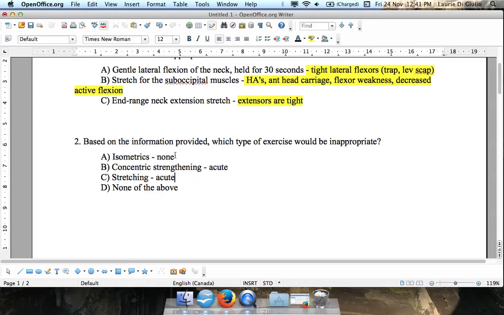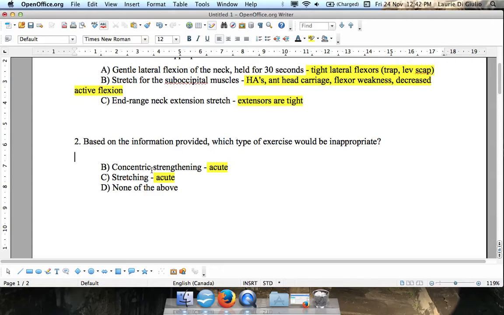Now when we go back and look at our case study, we're going to look for whether or not this person is in the acute stage of healing. We already know that isometrics can't be the correct answer because there are no contraindications to isometrics, right? So we can get rid of that right now. We just have to choose now between concentric strengthening and stretching. So now we have a few options here, right? If we're thinking this through. And in fact, we don't even need to look at the case study for this.